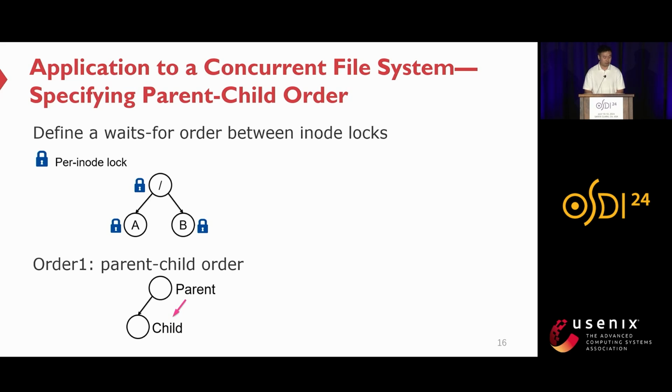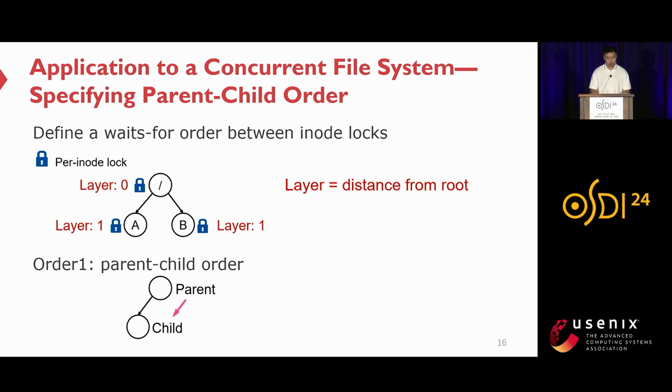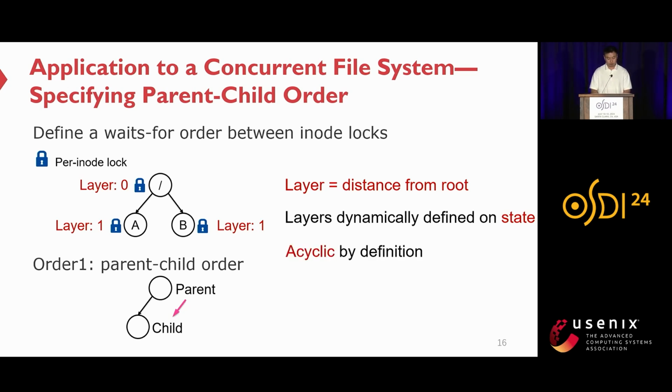The first order is the parent-child order. To encode this order, the layer of an inode can be defined as the distance from root. Namely, the root has layer 0, and after each hop, the layer increases by 1. This definition accounts for dynamic waiting order because layers are always computed dynamically according to the state. The wasteful graph so far is acyclic because it follows the file system tree.